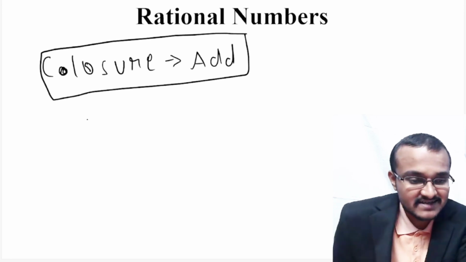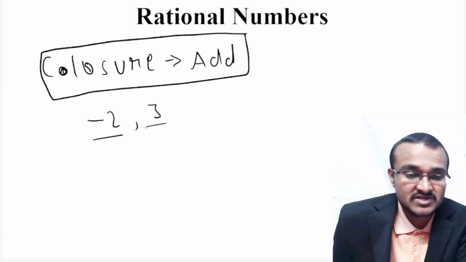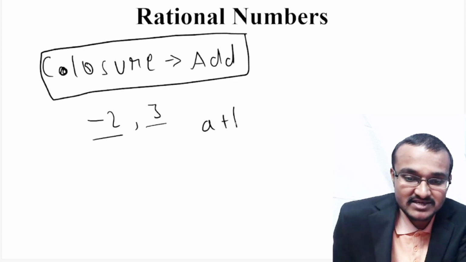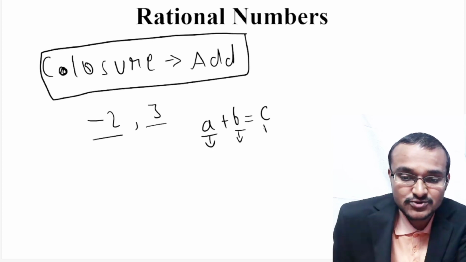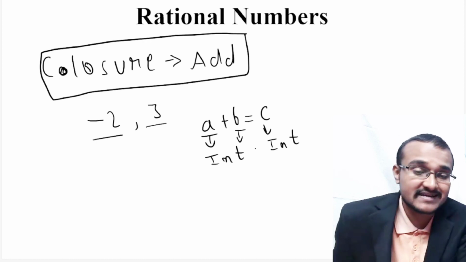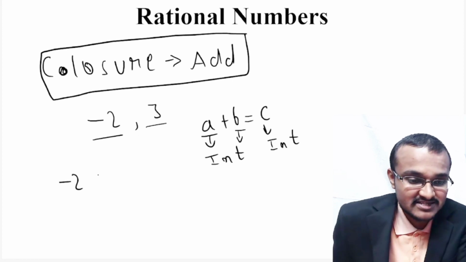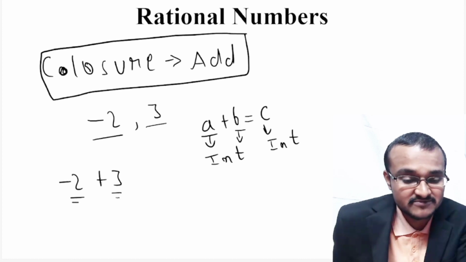So let us take two examples. One is minus 2 and the other is 3. So here A plus B should be equal to C. So if A and B are integers, then C should also be an integer after doing addition. So then only closure property of addition will be satisfied. Now let us take minus 2 and 3 as our example. So minus 2 plus 3. So in the place of A I am substituting minus 2, in the place of B I am substituting 3.